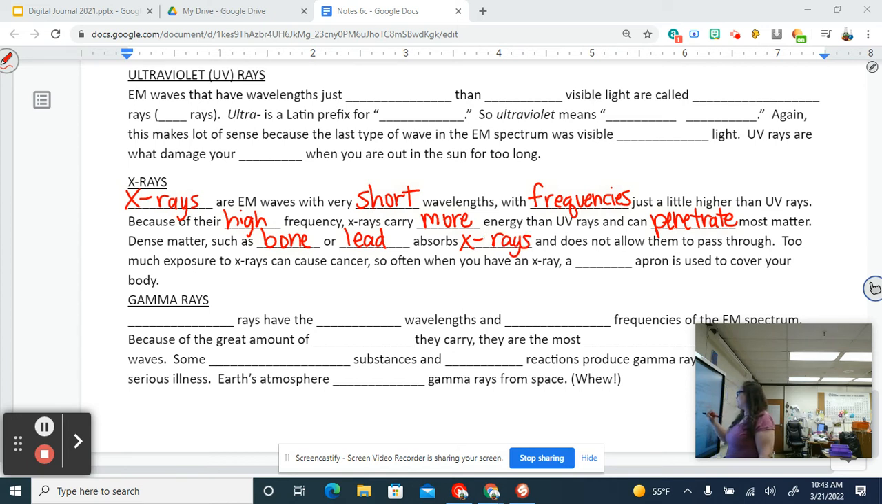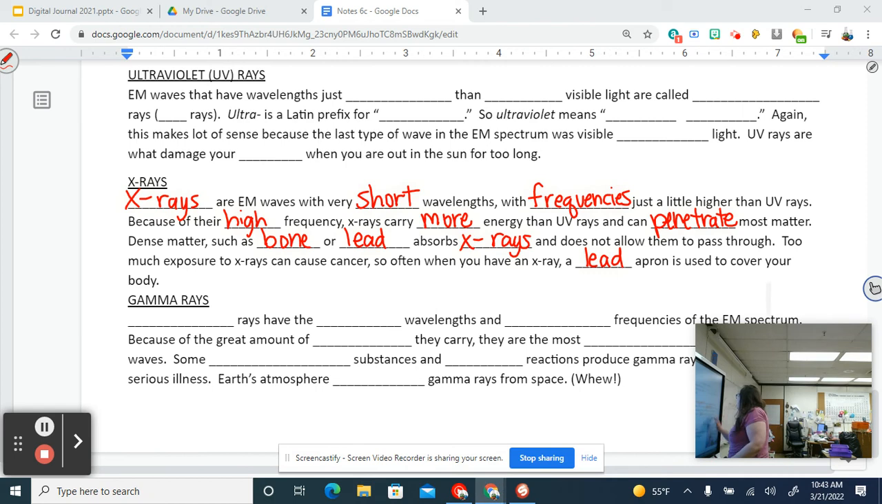Too much exposure to X-rays can cause cancer. So often when you have an X-ray, a lead apron is used to cover your body. If you've ever gotten an X-ray, especially a dental X-ray, and they put that big blanket over your body, or you get an X-ray of your arm and they put a blanket over the rest of your body, that's because those X-rays are going to penetrate your whole body unless you've got something protecting it. So you get that blanket of lead, which protects your body from the X-rays. And then your bone absorbs those X-rays, and that's why your bones glow on the film. So the fact that your bones absorb the X-rays is why it works.